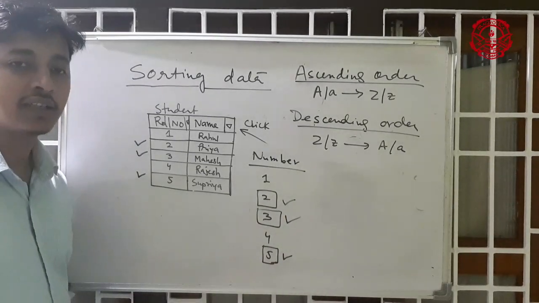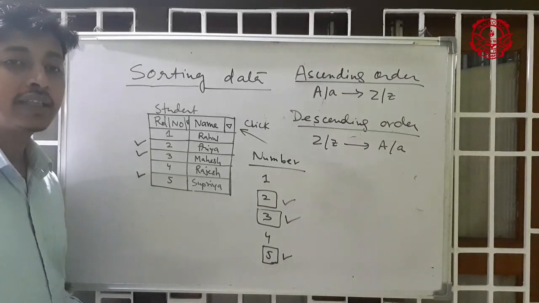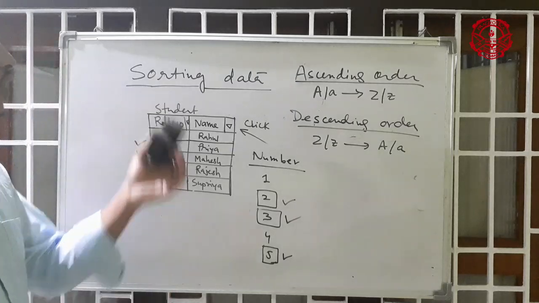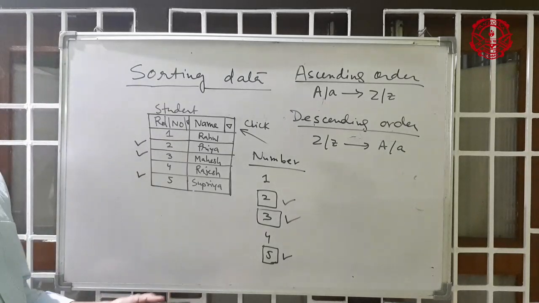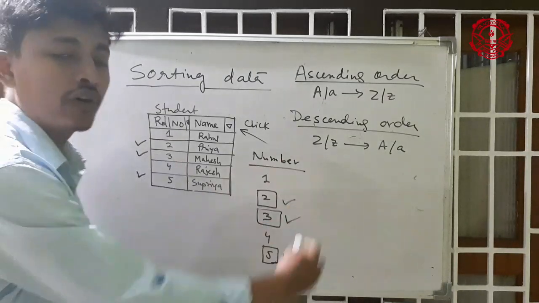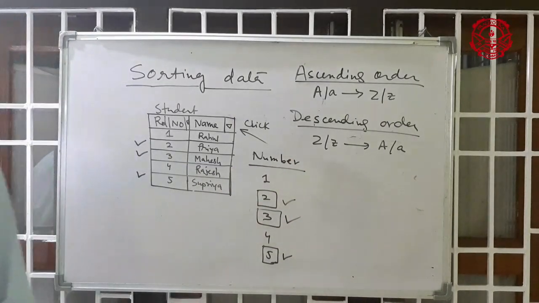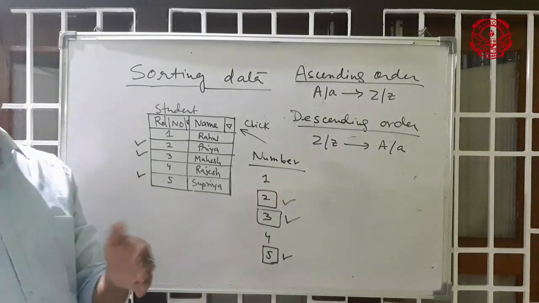So in this way you can arrange the data, or you can sort the data in ascending or descending order, or in your own order. This is your custom order. Okay, so this is the feature which is used in MS Excel.